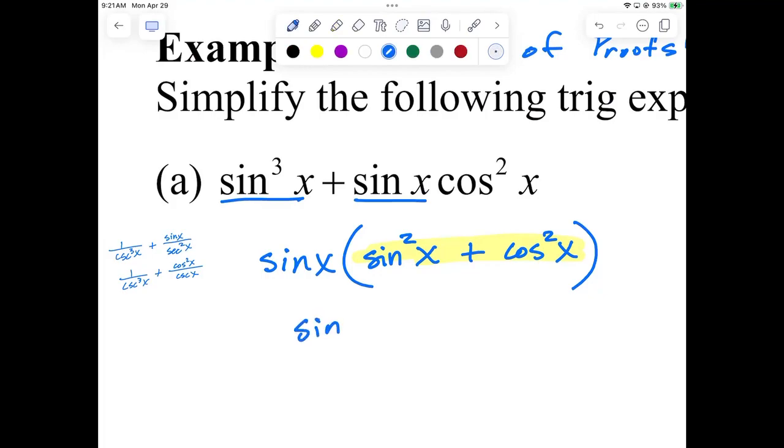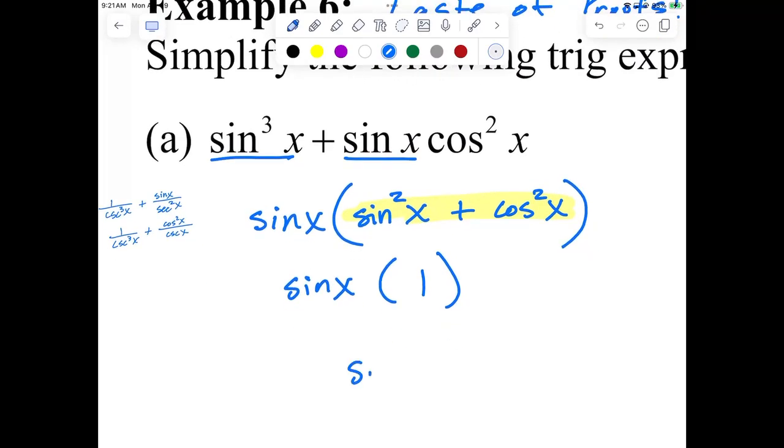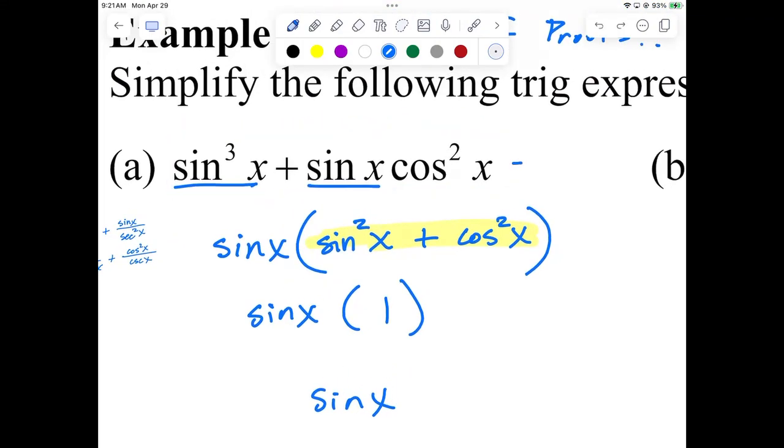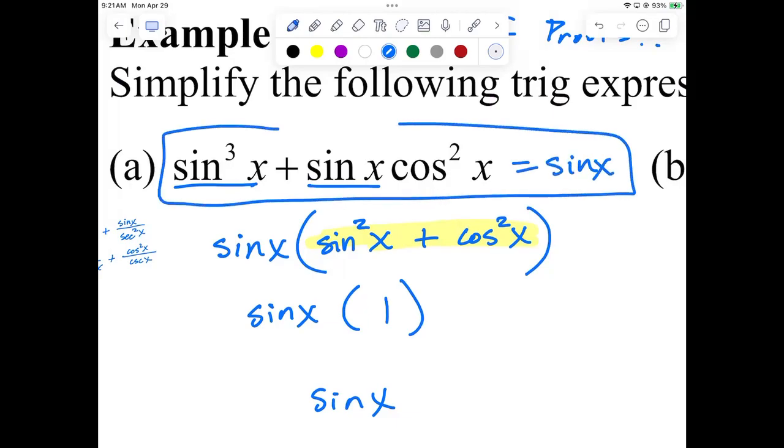So that becomes sine of x times 1. And what's anything times 1? Itself. And that simplifies all the way down to sine to the first of x. Does that meet our goal? Is that a single power of a single trig function? It is. Wow. So this entire expression right here is equal to sine of x. We have just created another identity. This is another identity. Do you want to memorize this identity?